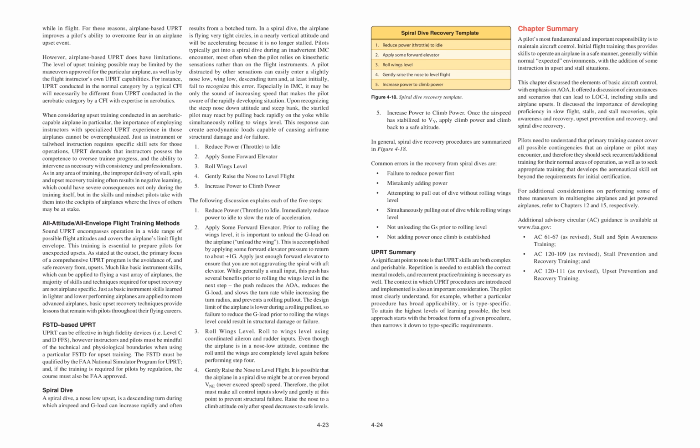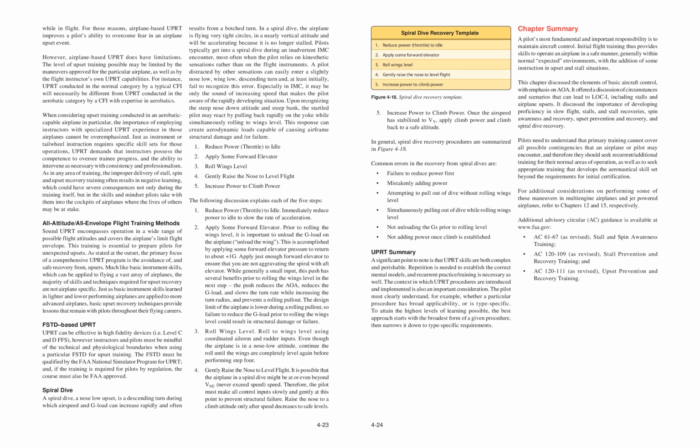5. Increase power to climb power. Once the airspeed has stabilized at Vy, apply climb power and climb back to a safe altitude. In general, spiral dive recovery procedures are summarized in Figure 4-18. Common errors in the recovery from spiral dives are: failure to reduce power first, mistakenly adding power, attempting to pull out of the dive without rolling wings level, simultaneously pulling out of the dive while rolling wings level, and not unloading the Gs prior to rolling level.